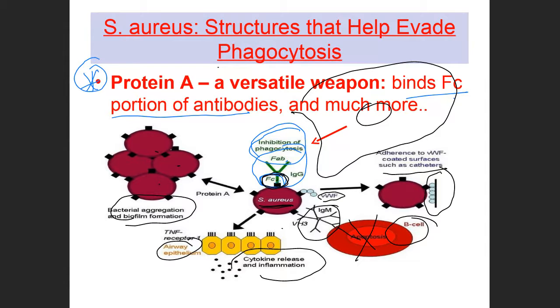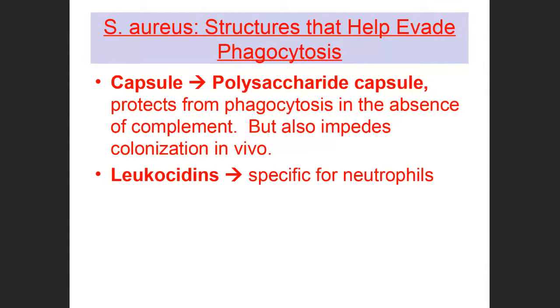We're only focusing on one of its features, which is being an Fc receptor. But just to show you that this is more than just an Fc receptor, it's been called the Swiss knife of proteins for Staph aureus because it can do so much stuff for the bacteria. All right, some of the Staph aureus also have a polysaccharide capsule that protects the organism from phagocytosis. Leukocidins, which destroy white blood cells, especially neutrophils.